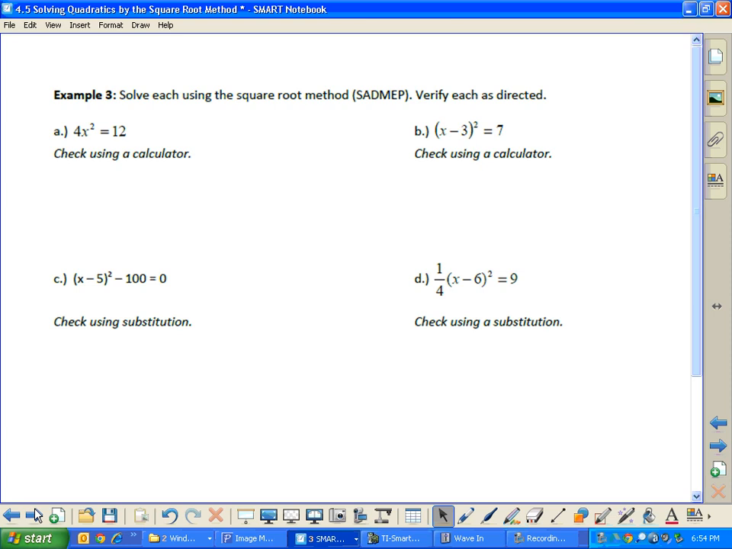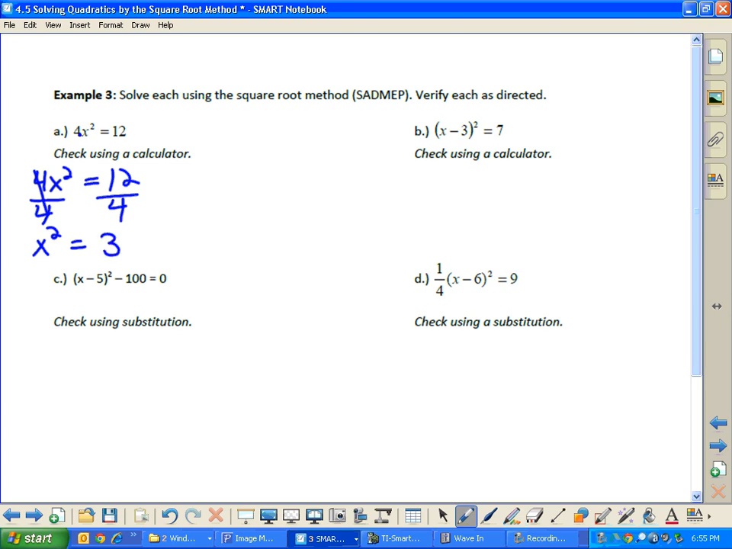So when I think about it, I'm thinking about SADMAP. I have to undo any subtraction or addition that I see in the problem. I don't see any. So I'm going to go on to the next, which would be division or multiplication. I do see that, do you? It's not written, but 4 times x squared is what's occurring on that left side. I'm going to copy my problem for a second. I'm going to divide both sides by 4 to get rid of the multiplication. Simplify the right side. 12 divided by 4 is 3.